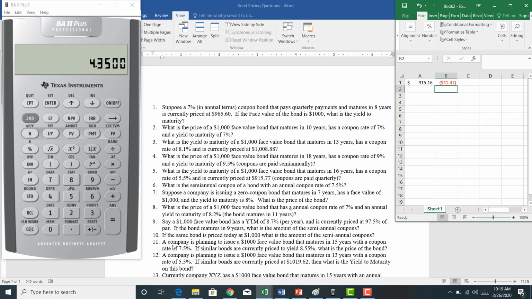Okay. Let's do number 10. If the same bond is priced today at 1,000, what is the amount of the semi-annual coupon? Let's not use a calculator here, and let's just figure this out. Recall that the yield to maturity is 8.7%. You divide that number by 2, you get 4.35%. If the bond is priced at par or at face value, then the coupon rate equals the yield to maturity. So the coupon rate in annual terms is also 8.7%. That means the semi-annual coupon rate is 4.35% of 1,000, which gives us a coupon of $43.50.